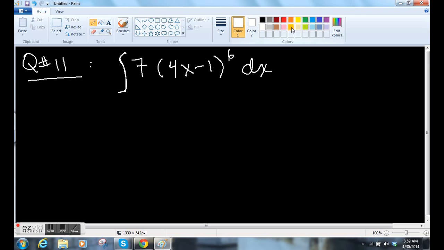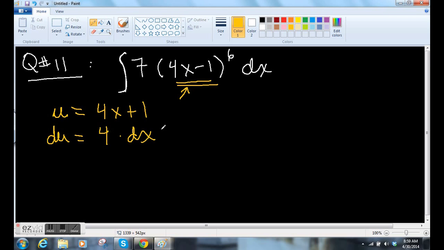So we're looking at this, and again, you're focusing on what's inside the parentheses. You see that this is something raised to the 6th, so you look inside. Let that be the u. It's all about u. 4x plus 1 is inside the parentheses. Take the derivative of u. You get 4 times dx. So you think, well, that didn't work out because I have a 7. I don't have a 4. We're stuck.